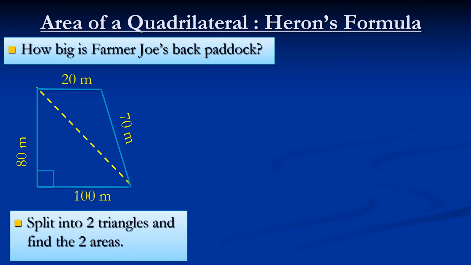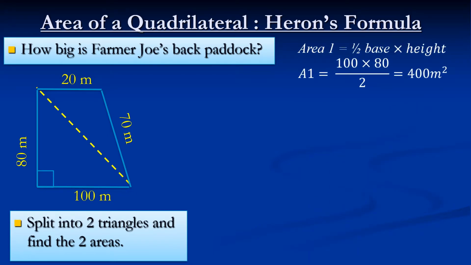What we'd like to do is split the quadrilateral into two triangles. The first triangle is going to be nice and easy because it's a right angle triangle. To calculate that, it's just half the base times the height. You can see we've got the height there, the base there. So 100 times 80 over 2, that's going to be 400 square meters.